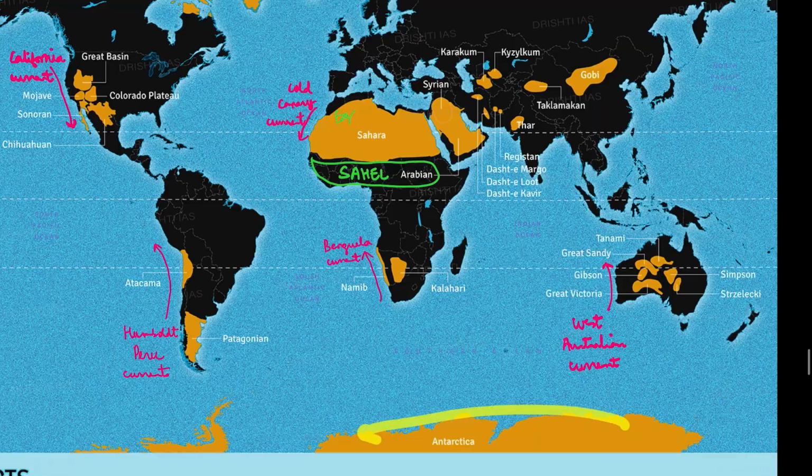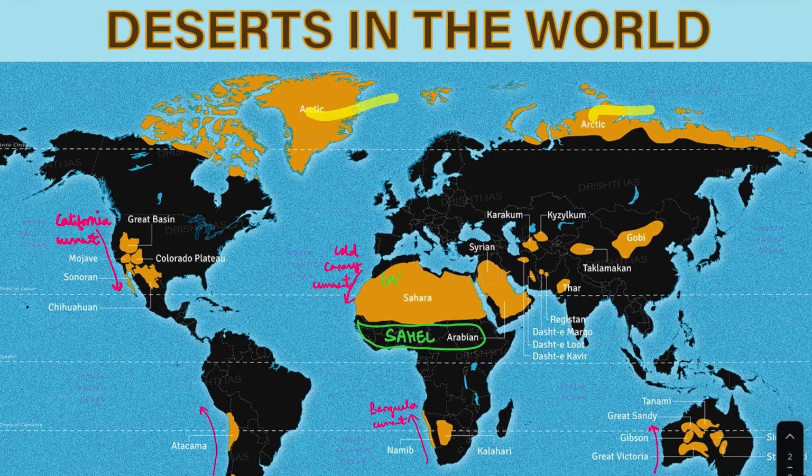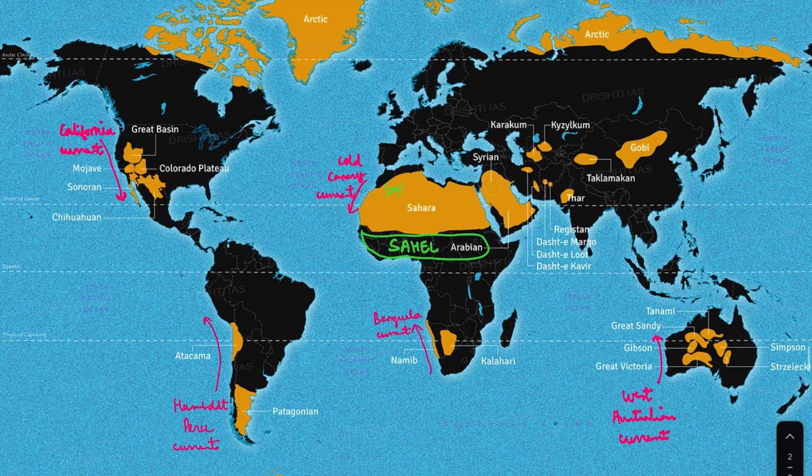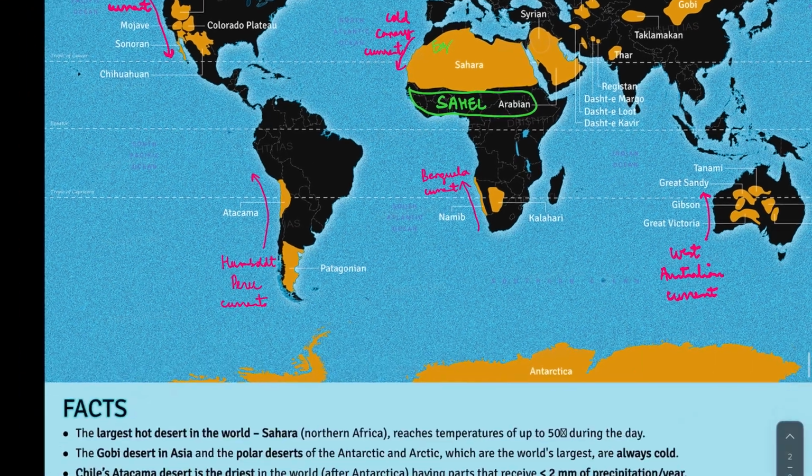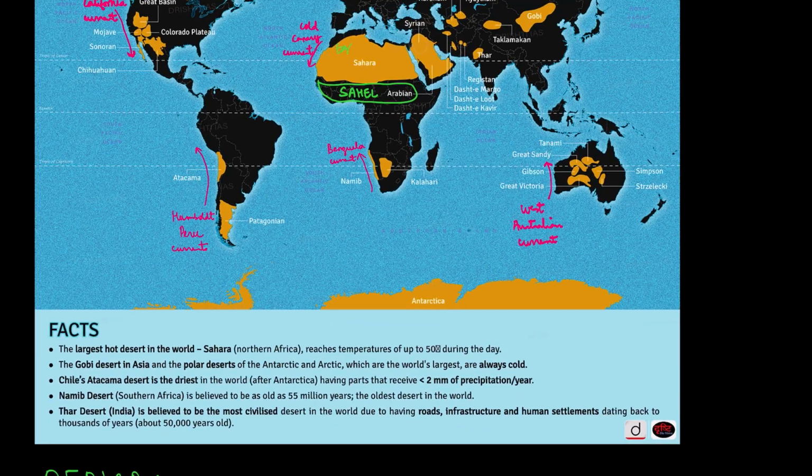And then Antarctica is not a desert basically. Antarctica and Arctic are regions of the cryosphere. These are not deserts. The largest hot desert in the world is Sahara. It reaches a temperature of about 50 degrees Celsius during the day. We have also read about one more region whose average temperature rose to 57.6 degrees Celsius.